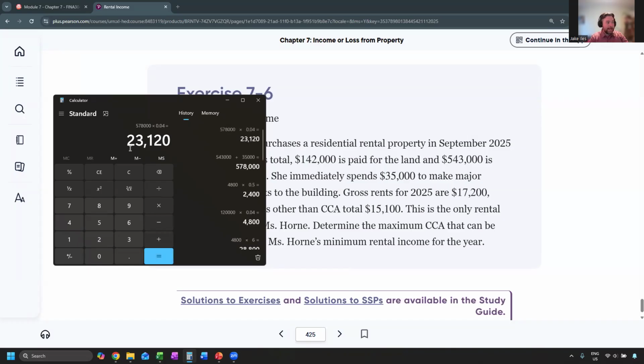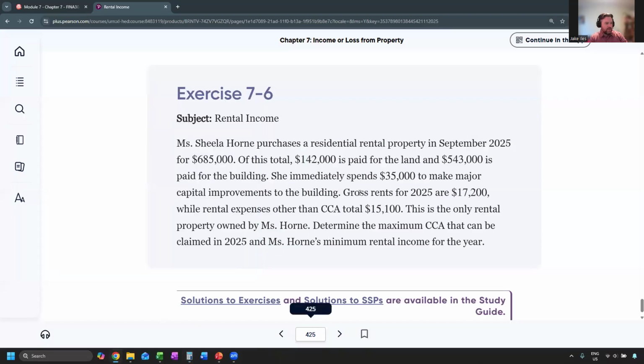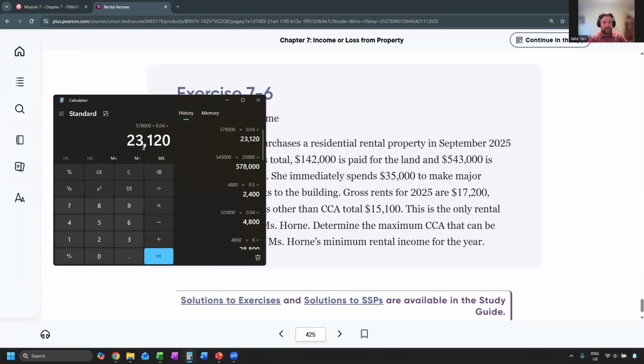At 4%, our maximum CCA would be over $23,000. The gross rents for 2025 are $17,200, and rental expenses other than CCA are $15,100. This is the only rental property. What's the maximum CCA? So we could take a very large amount of CCA. Our calculation at 4% says we could take $23,000, but our rental income is very low. We had 17,200 of revenues. We had costs of 15,100. So our net rental income is only $2,100.